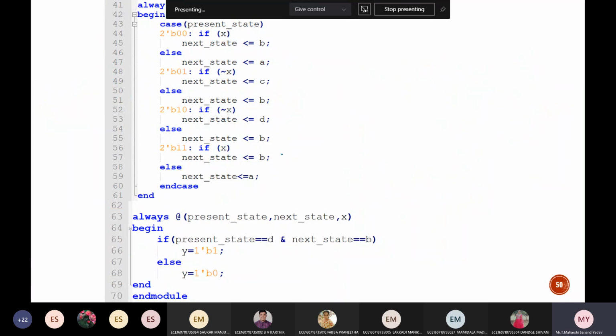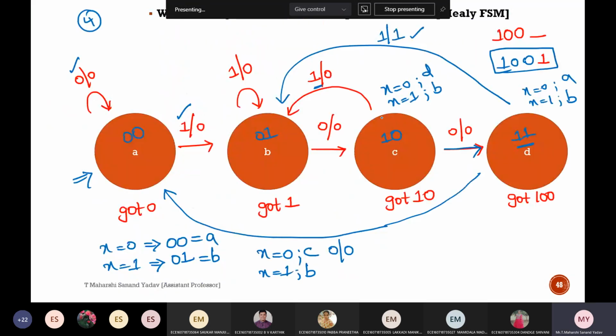Done. Now for the Mealy finite state machine, we are getting output only at the last state, after this 1001 is detected. So what is the condition that I have to check now?